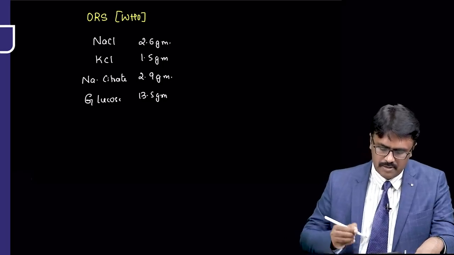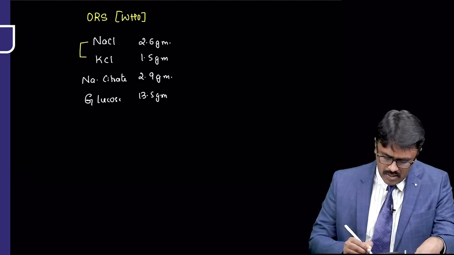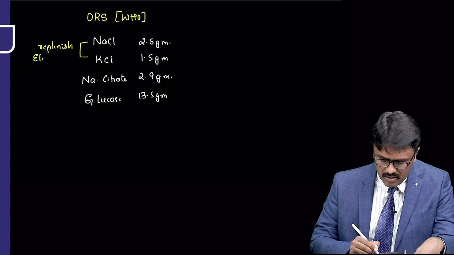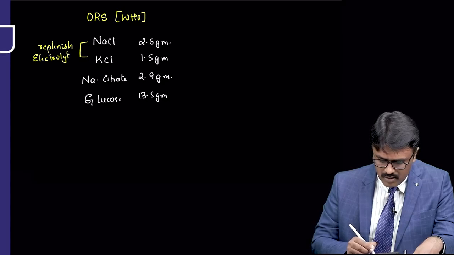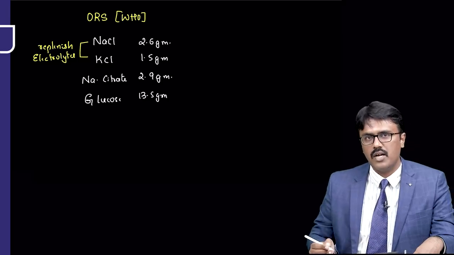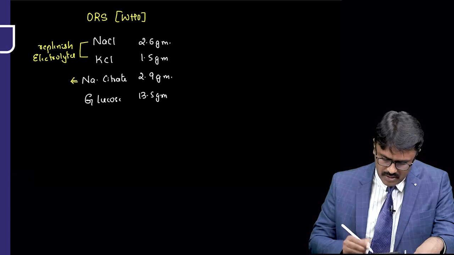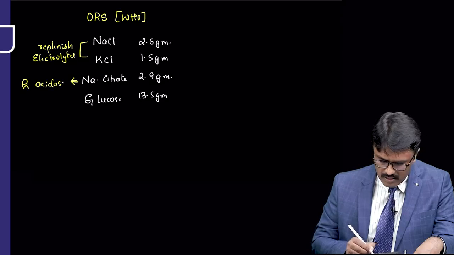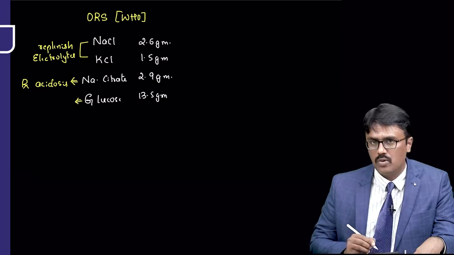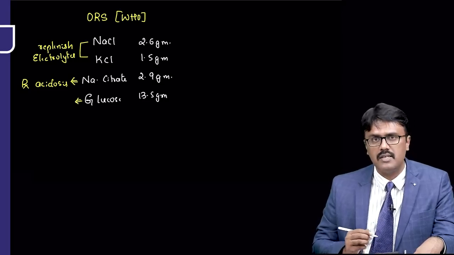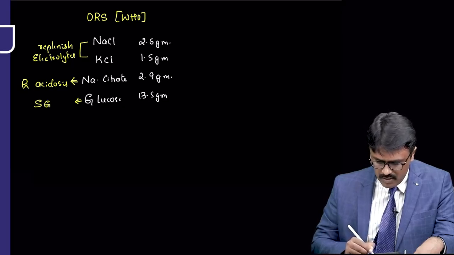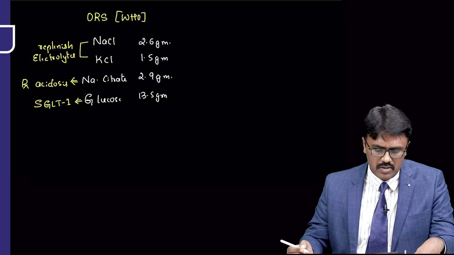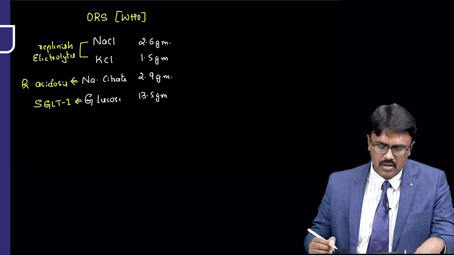Now, why are we adding these? Sodium chloride and potassium chloride will replenish the lost electrolytes. So whatever electrolytes are lost are replenished by sodium chloride and potassium chloride. Sodium citrate will treat the acidosis, so that will correct acidosis. And glucose, you know that glucose is given so that sodium absorption is increased. You have a transporter in the gut called sodium glucose transporter 1, and glucose, along with that, will take sodium also inside. So this is the ORS.